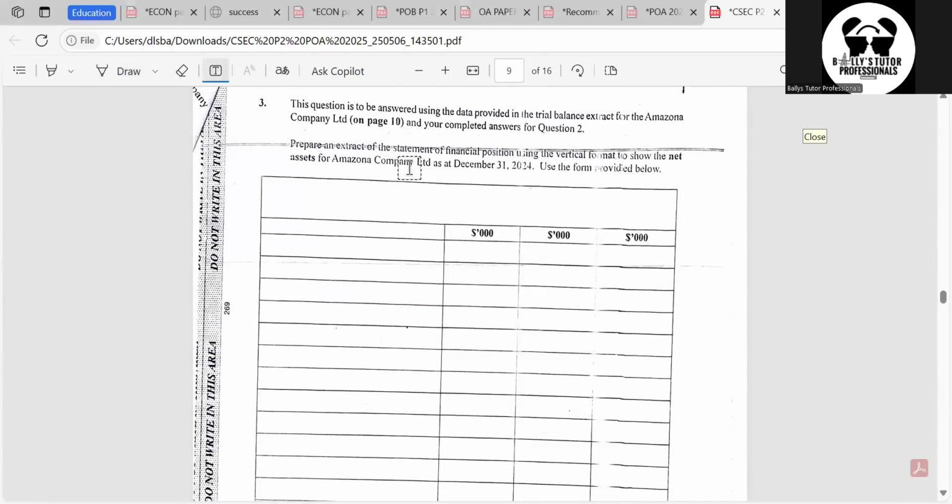They didn't give us the heading again. That's small thing. We don't need them. We know how to do our own heading. We put the name of the company, Amazona Company Limited. Then the name of the statement, statement of financial position.